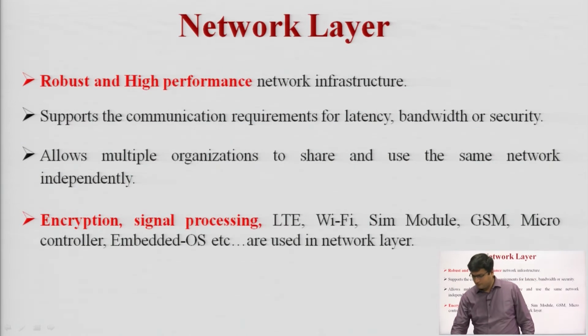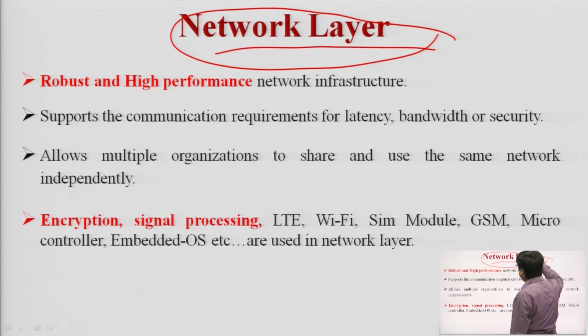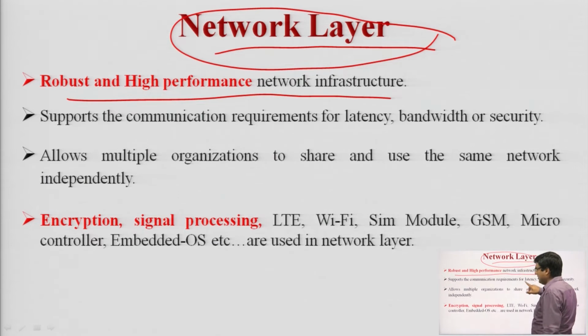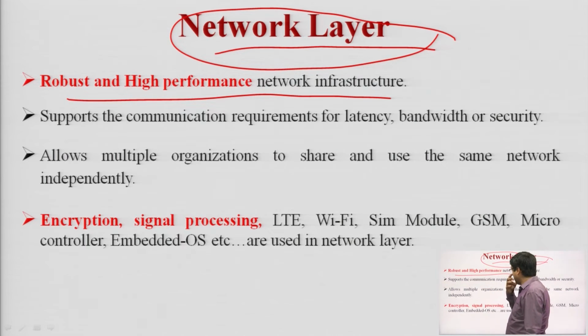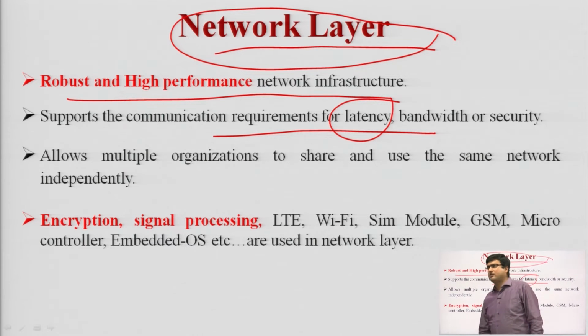After that there is a network layer. Network means networking between the devices is possible through the network layer. So, it is a robust and high performance networking infrastructure. High performance means millions of devices are connected through a network and it should be high performance, and it supports the communication requirement for low latency. Latency should be low. Latency means that throughput, and there should not be delay in the system. The system should respond in real time.